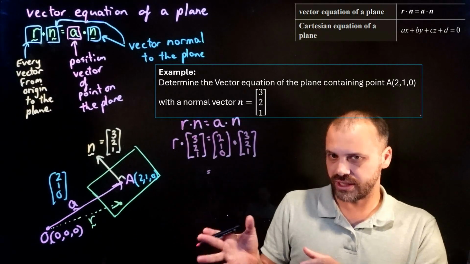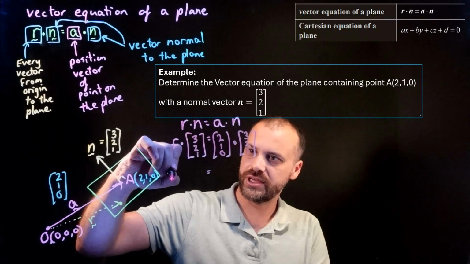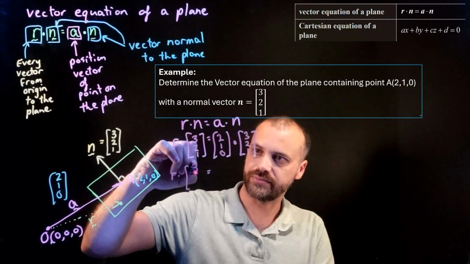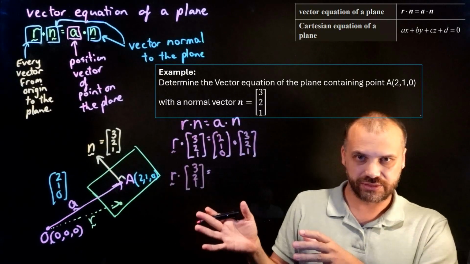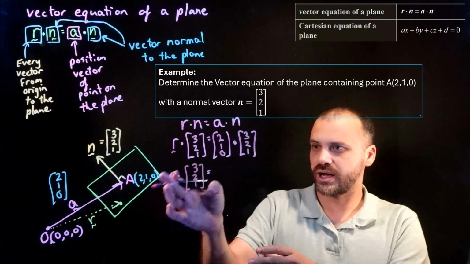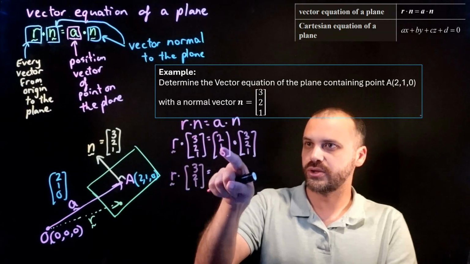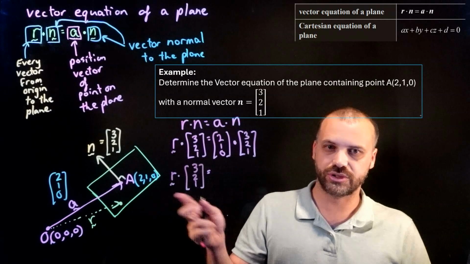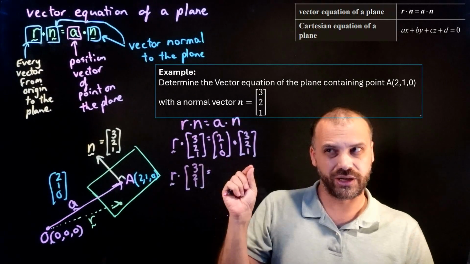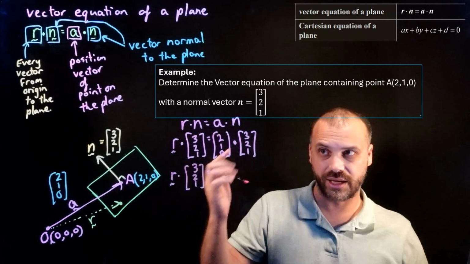Really, the last step here: the left-hand side stays the same. We can't really do much with it because r is just our vector. We're kind of stuck with it. So r dot (3, 2, 1) equals, and then we do the dot product of this: 2 times 3 plus 1 times 2 plus 0 times 1. I hope that's 8.